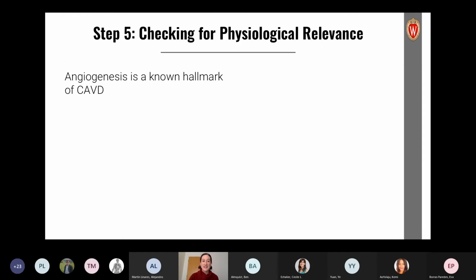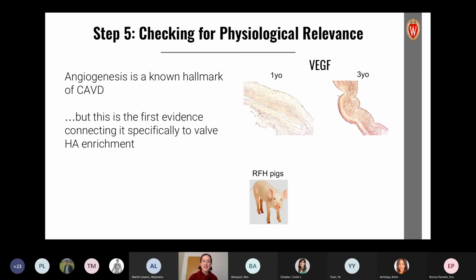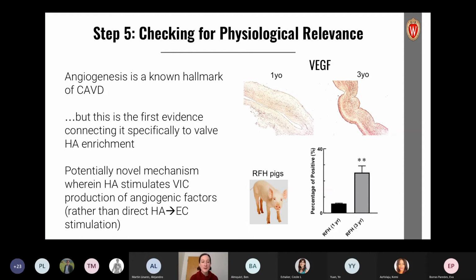So, checking for physiological relevance now. Angiogenesis is a known hallmark of aortic valve disease, but this is the first evidence connecting it specifically to valve HA enrichment. If we stain for VEGF in our piggies again, our 1-year-old, which isn't very diseased yet, and our 3-year-old, we see a pretty big increase by the 3-year-old, which also had enriched HA. One thing unique about this is that there's a lot of literature about how HA can directly stimulate endothelial cells to be angiogenic. But here we're showing a different mechanism, where HA stimulates an intermediate cell type, our fibroblastic cells, our VICs, to produce an angiogenic factor that in turn makes the endothelial cells more angiogenic.